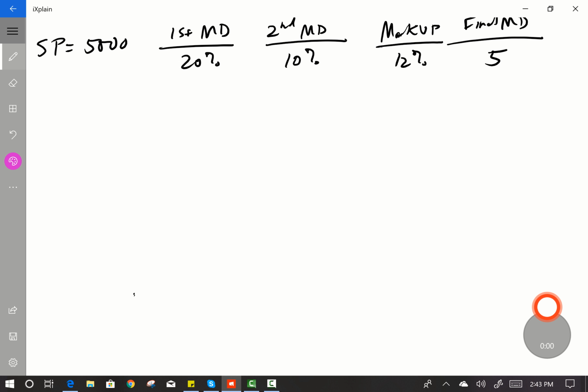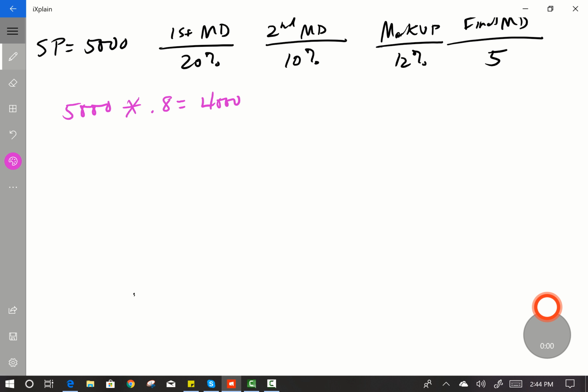So we're going to start with $5,000, which is our selling price. And I could take it times 20% and find the amount of the markdown, but I want to find out what the end result would be after the markdown. So instead of taking it times 20%, I'm going to take it times 80%. Move the decimal point 2 places to the left. 5,000 times 80% is $4,000.